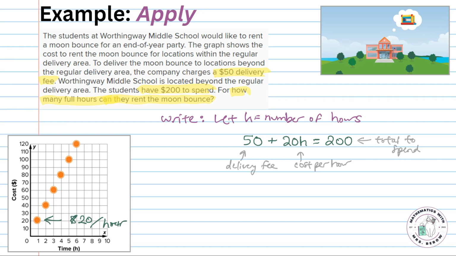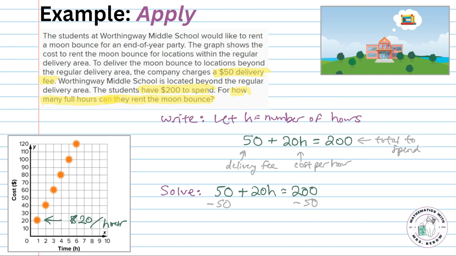All right, so now that we have our equation written out, we can actually solve it. So step one, write out our equation: 50 plus 20h equals 200. And our next step is to actually go through and solve it. So let me write that out. We're going to solve. Our first step is to get rid of that 50, that constant. So we're going to subtract 50 from both sides of our equal sign.